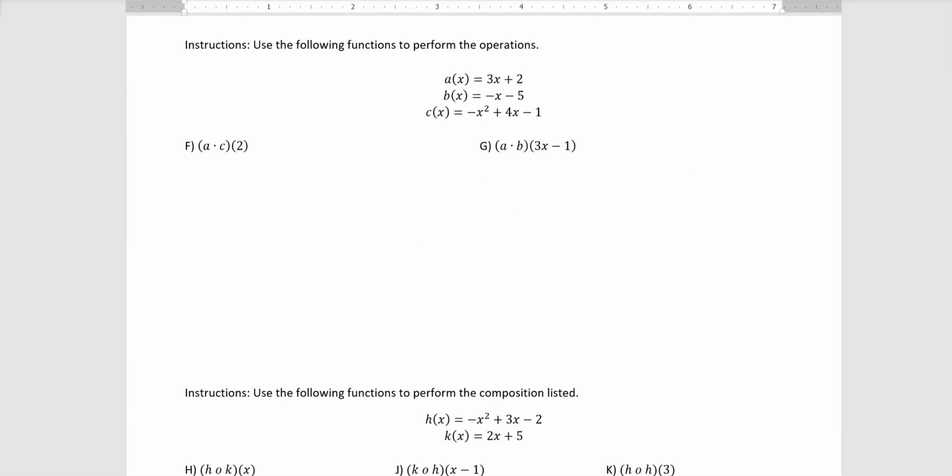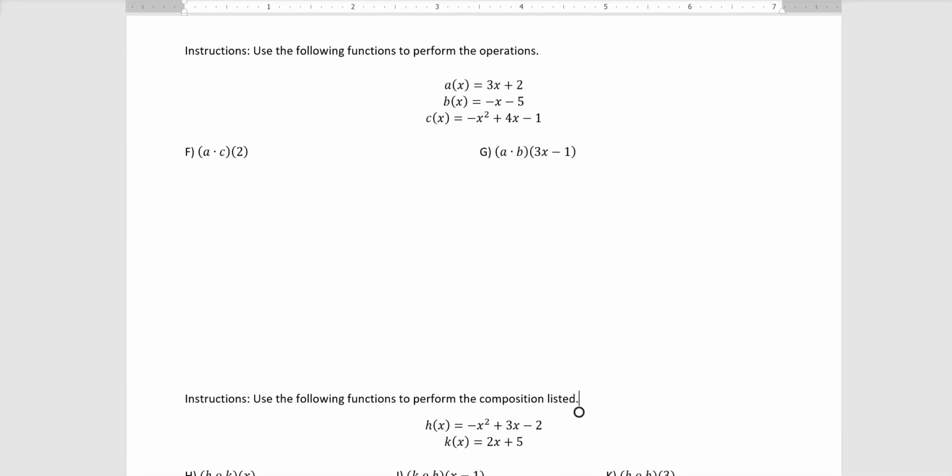Let's look at letter F here. a times c of 2. Okay. So this is a of 2 times c of 2. Let's figure out what a of 2 is. So a of 2 equals 3 times 2 plus 2. 3 times 2 is 6. 6 plus 2 is 8. So we're going to have 8 times whatever c of 2 is.